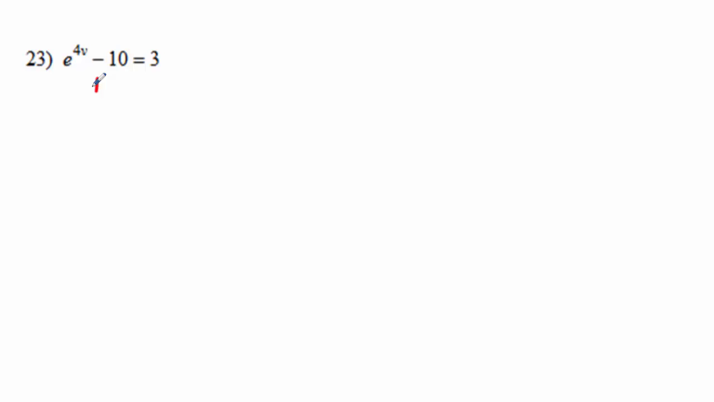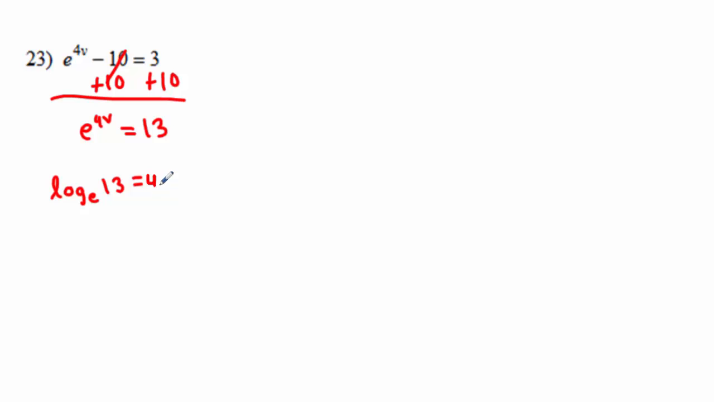Solve for v, so I need to add 10 to both sides. And then I'm going to rewrite this as a logarithm. So this is log base e of 13 equals 4v. Now, you might remember that log base e is the same as having the natural log. And so we can do ln of 13 and press enter. And then to finish solving, we need to divide by 4. So we get v equals 0.641.